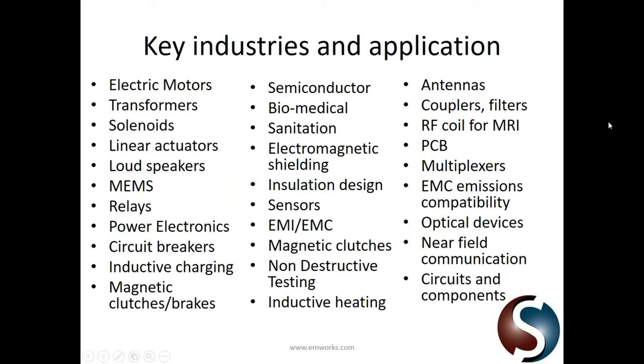Now, before we summarize, before we come to a conclusion, let's summarize some of the key industries and applications for EMS. You can use EMS if you belong to such an industry or application. So we looked at electric motors, transformers, actuators, solenoids, loudspeakers, high power devices, insulators, etc. There's a wide range of applications ranging from automotive to chemical to aerospace to oil and gas and consumer product industries. So they range all over the place.